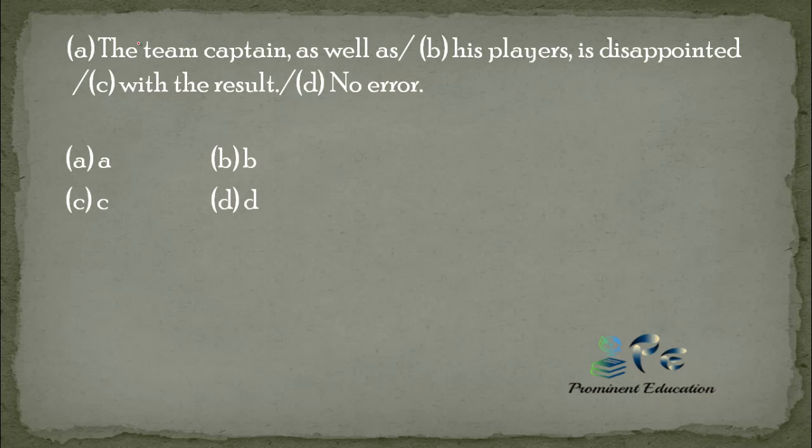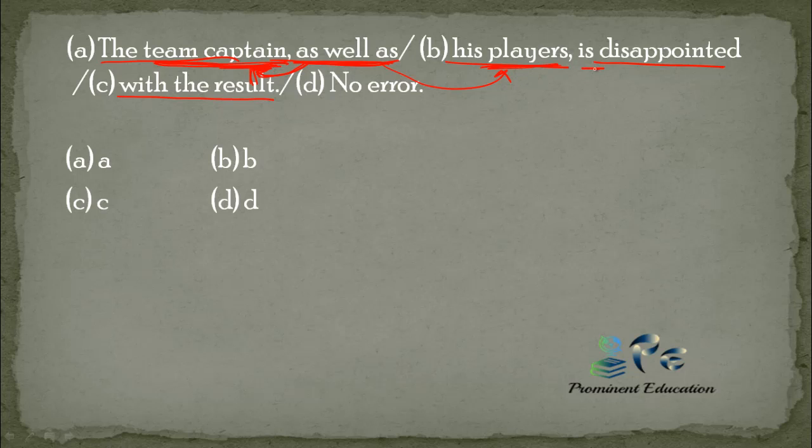Now let's move on to the next question. The team captain as well as his players is disappointed with the results. I have previously told you that as well as connects two nouns. The two nouns here are team captain and players. But the verb always follows the first noun, which is before as well as. So before as well as is singular, so the helping verb used would be singular.